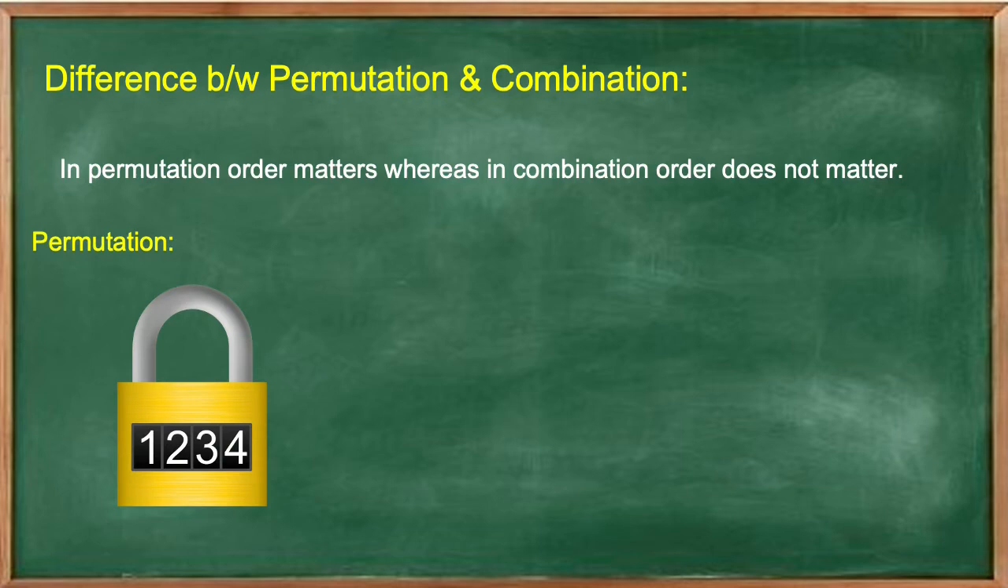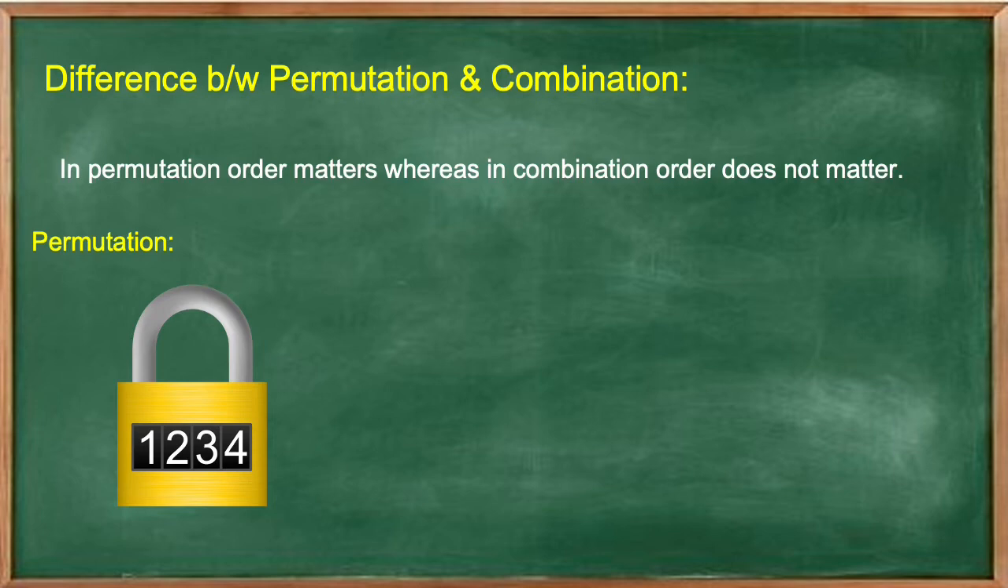Now, consider one example of setting a password. If you are setting a password as 1234, then you cannot use 4321 or 3214 or 2134 or any other order, because all these numbers will be different from each other. So here order matters. So this is an example of permutation.